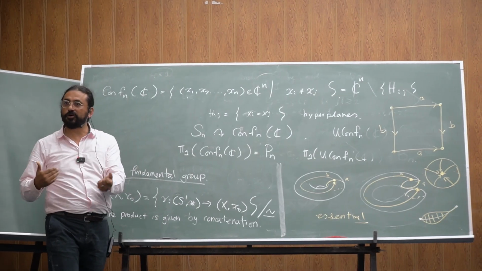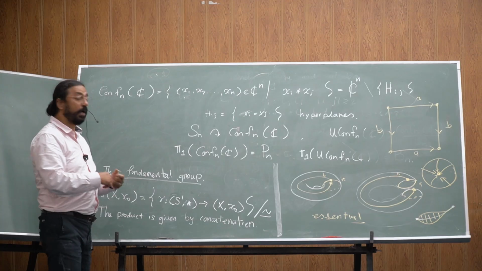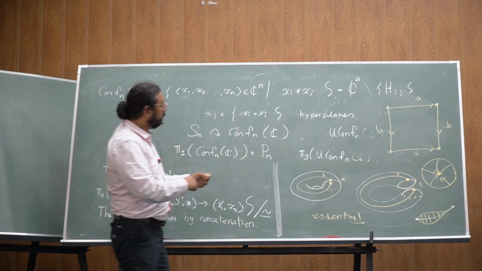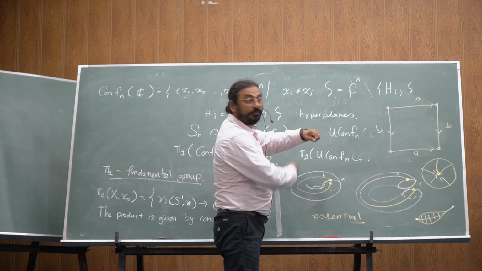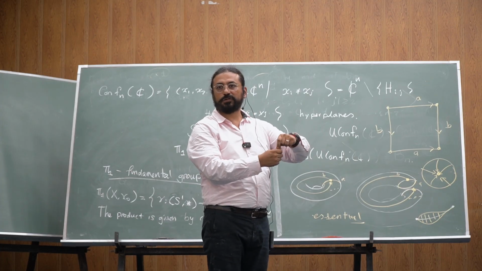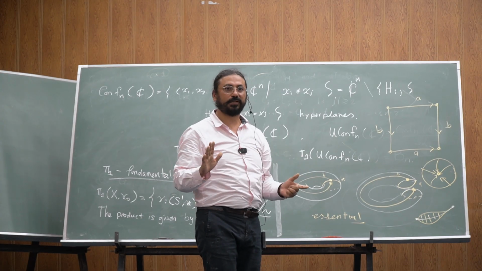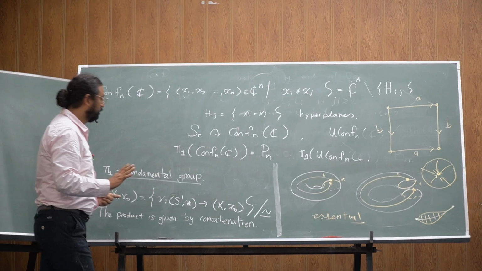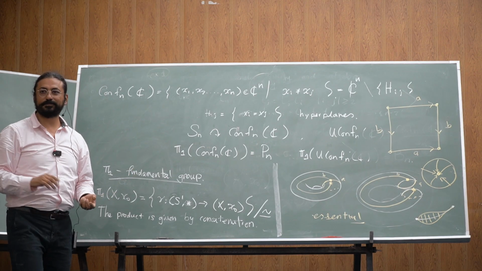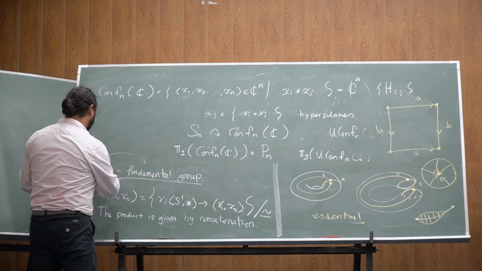But I say that it is a group, so it must have an operation, right? And the operation is by concatenation, meaning you go around, return to the starting point, and then you begin with the other curve, right? It's quite natural. So far, so good? Okay. So this is the fundamental group.